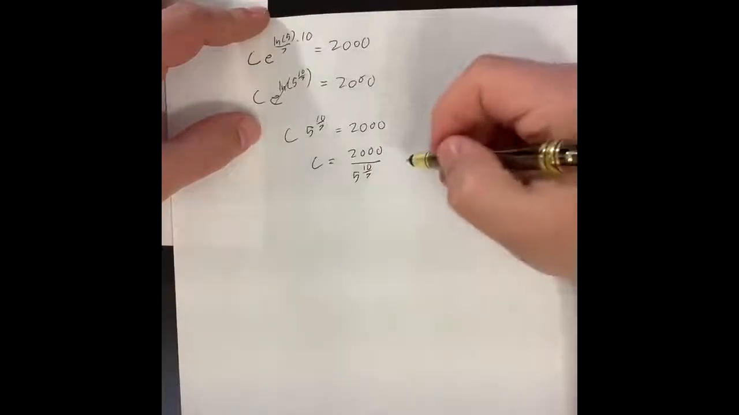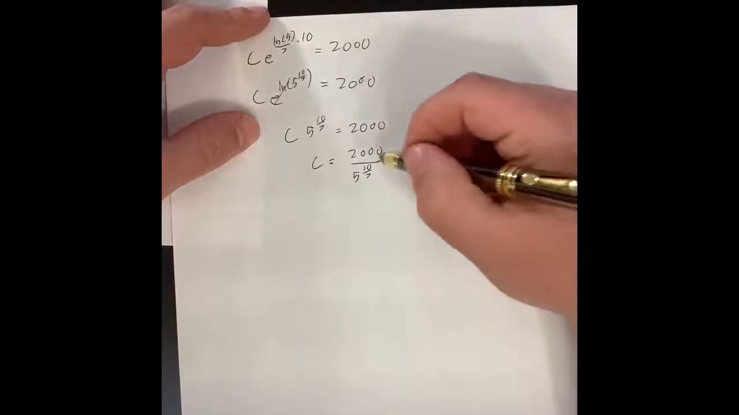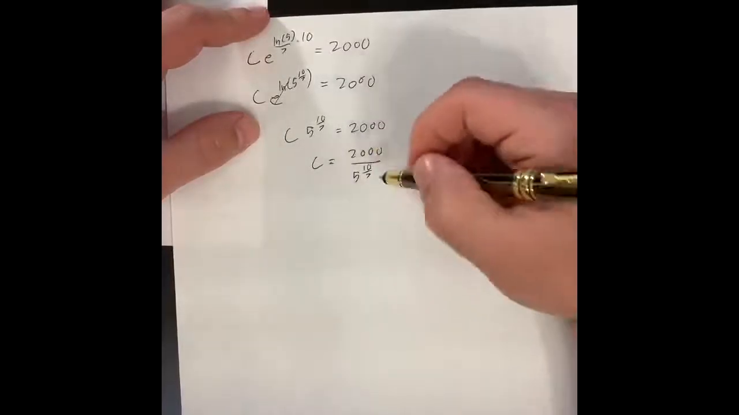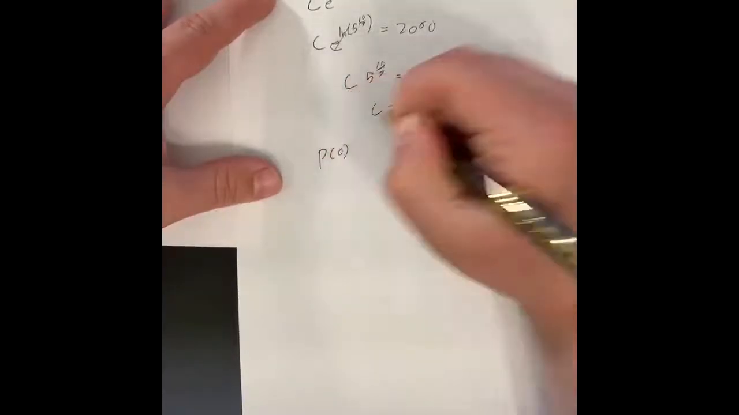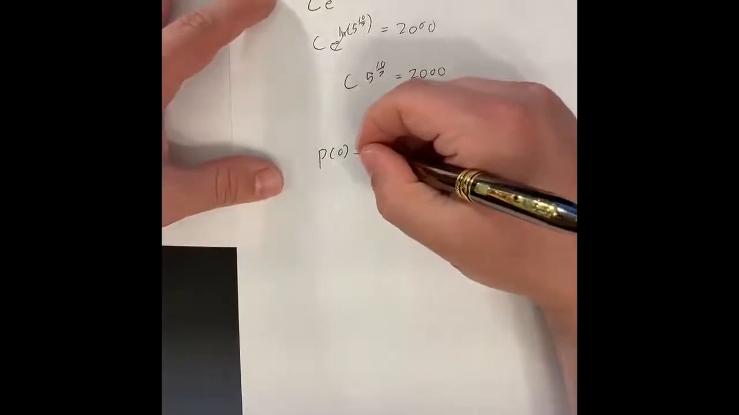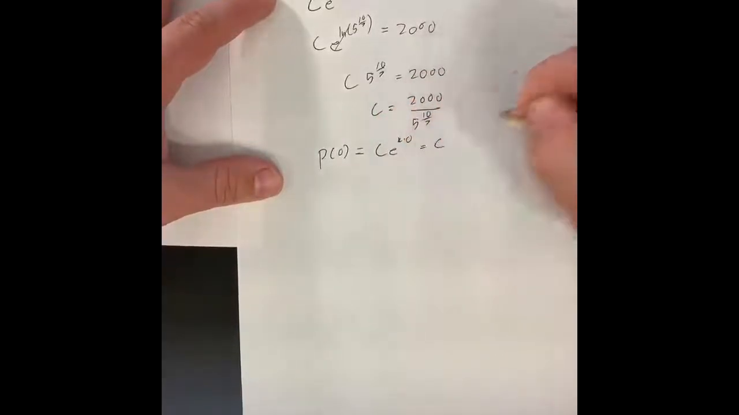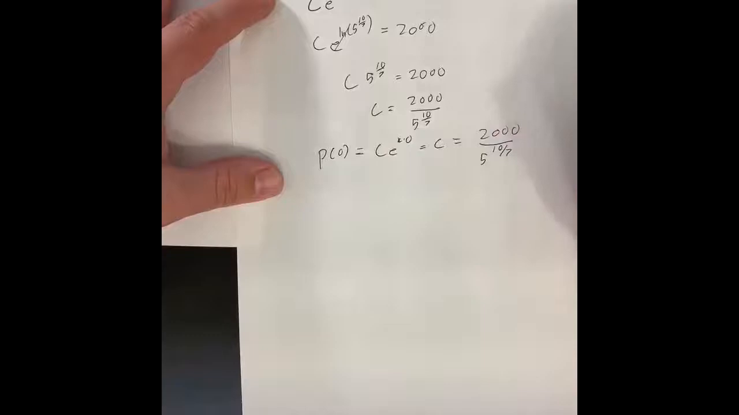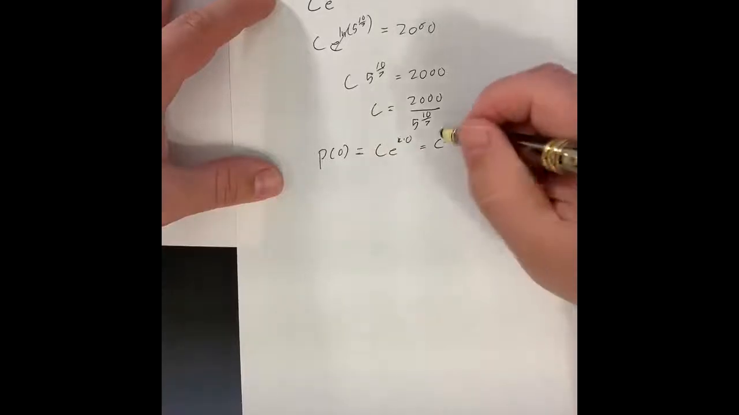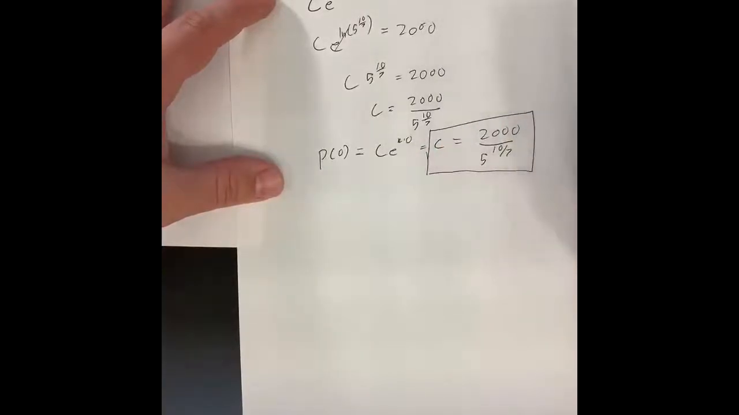Okay, so that'll be some number. You could plug that into your calculator. I won't do that right now, but you can find that out. That's our constant c here. And like I said before, when we plug in 0 to p, we just get c, since c e to the k times 0 is just c, which is what we just solved right there, 2000 over 5 to the 10 over 7. Okay, so that's our final answer: that's the initial amount of bacteria at time 0.